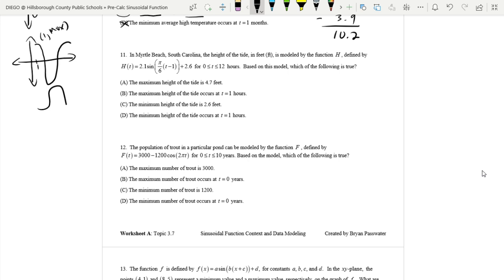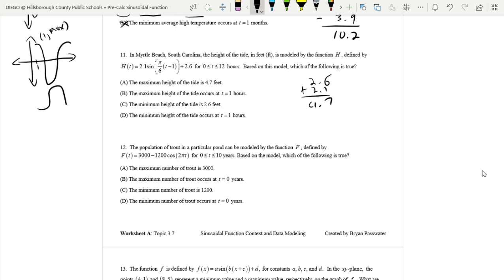So it's saying that the maximum height of the tide is 4.7 feet. Well, let's try that out. So it's saying the maximum. We have a midline of 2.6, so we're going to start from the midline and add 2.1, which is the amplitude. That's going to give us 4.7. That's actually right. That actually is our maximum height. So I think A is our answer, but these other ones could be right too. Let's just check, right?